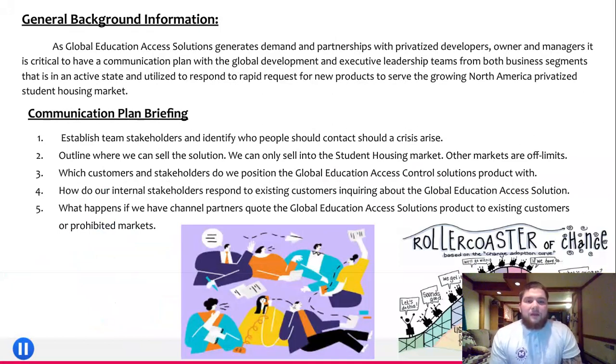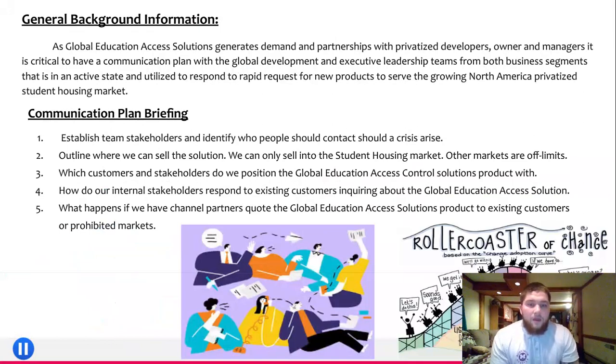The communication plan for Global Access Solutions will include the following information: 1, establish team stakeholders and identify who should be contacted should a crisis arise. 2, outline where we can sell the solution, whether we can only sell into the student housing market or other markets, so that other markets are off limits. So essentially, we're prioritizing the student housing market. We aren't looking at any other type of market. That is what we are focusing on.